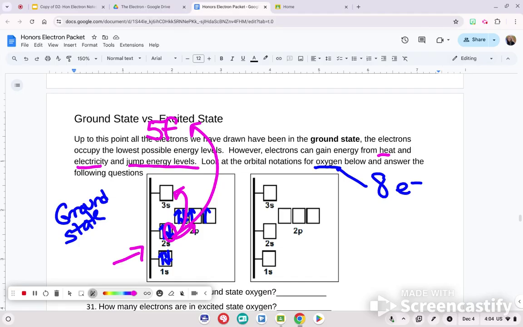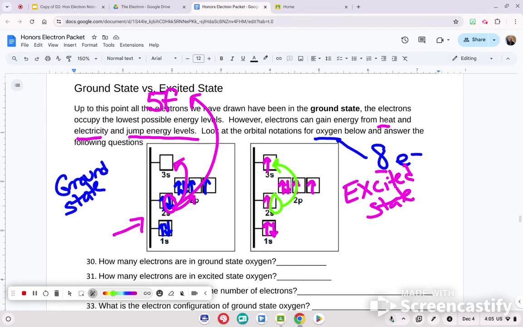So we're going to do a fictitious jump for oxygen, the excited state. It's going to be on this side. Here's our excited state. So I'm going to add electrons. Oxygen still has 8 electrons, so it's 1, 2, 3, 4, 5, 6, 7, and that 8th one is going to jump. The electron that took a jump is the electron that was here, and it jumped up to a higher energy level there.